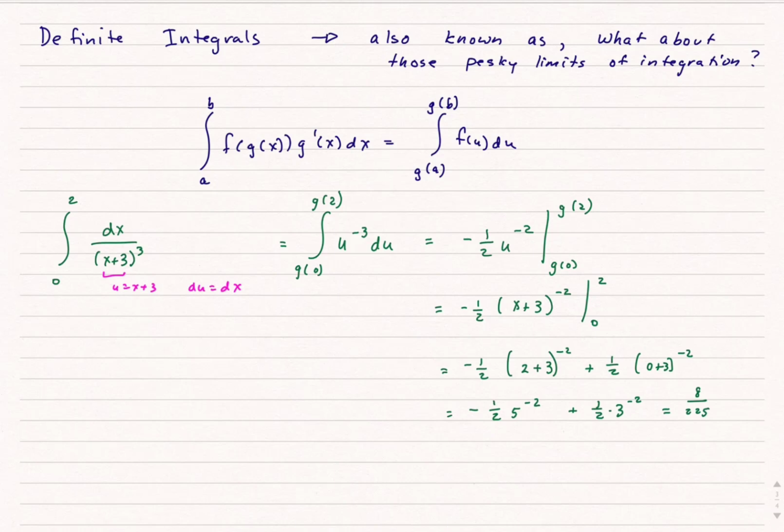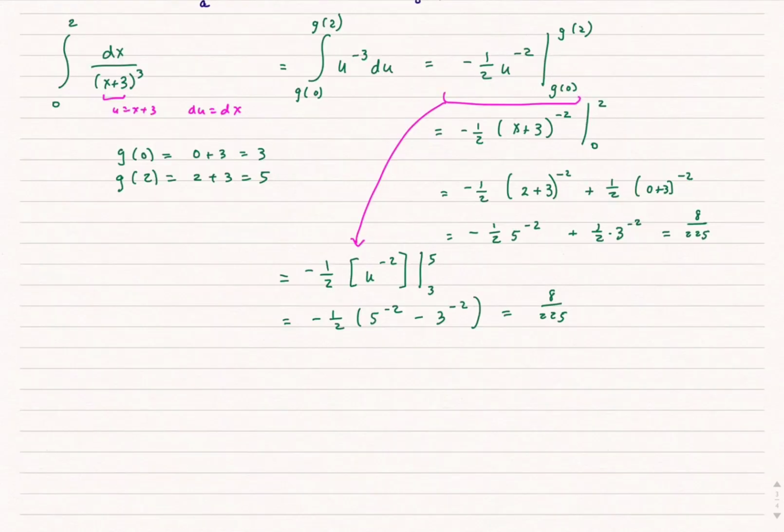I could have done this a different way. I could have gone ahead and found what those g of 0 and g of 2 values were and never go back to x. If I find that g of 0 is 3 and g of 2 is 5, I can, instead of leaving it in terms of g of 2 and g of 0, plug those numbers 3 and 5 right into my u. So in this case, I don't go back to x.